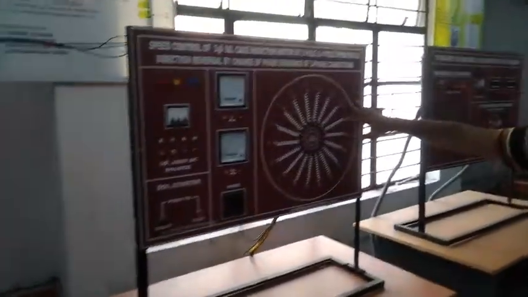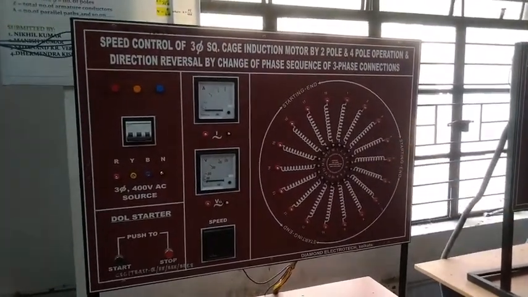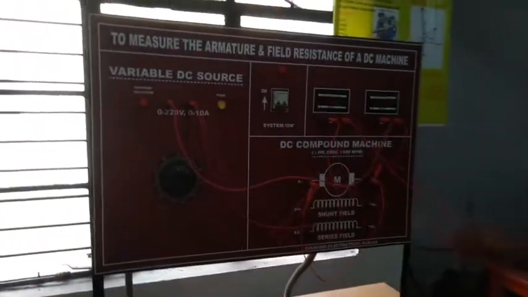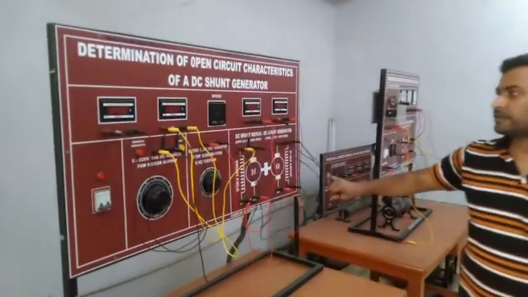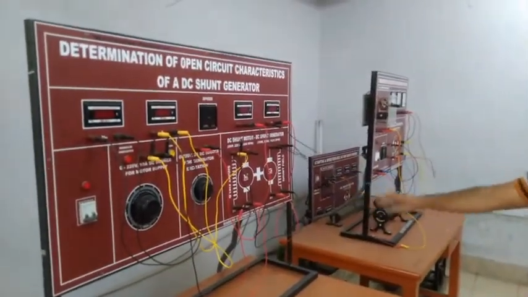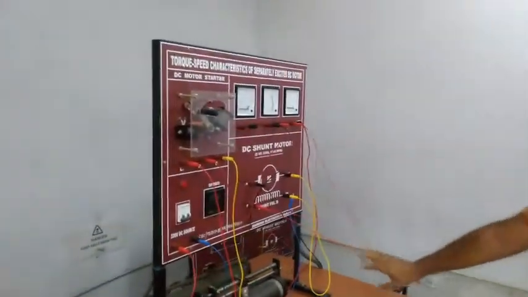This is another experiment of 2-pole and 4-pole operation. Direction reversal by changing the phase pins of the three-phase connections. This is another experiment to measure the armature and field resistance of DC machines. This experiment is the open circuit characteristics of a DC shunt generator. This is another experiment, a DC shunt motor.